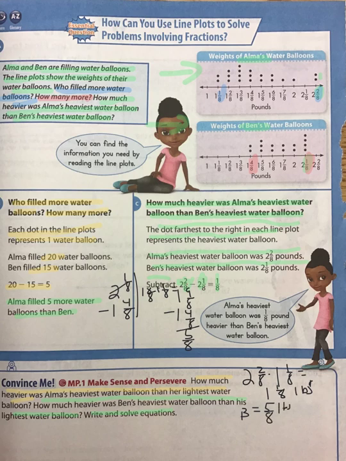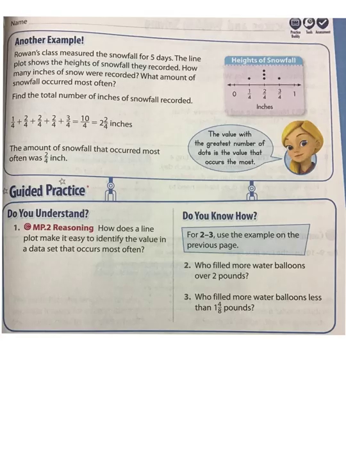So use the line plots to read what numbers you need to add or subtract based on the questions that it's asking. Let's take a look at another example. Rowan's class measured the snowfall for 5 days. The line plot shows the heights of snowfall they recorded. How many inches of snow were recorded? And what was the amount of snowfall that occurred the most? So what we had to do here was actually add them up. So it wants to know how much snowfall was recorded in inches.